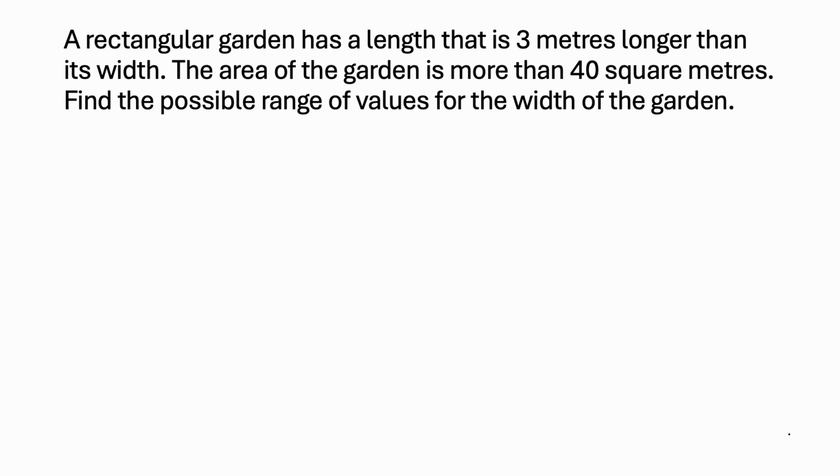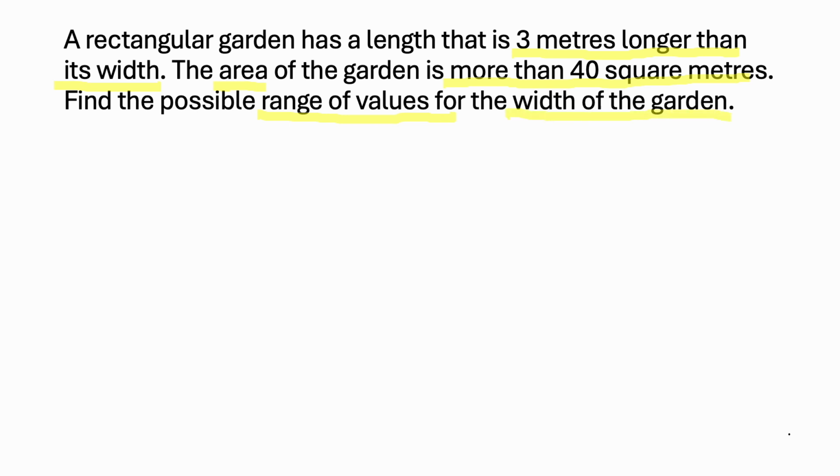Okay, so a rectangular garden has a length that is 3 meters longer than its width. Okay, that is important, so we should highlight that. And the area of the garden, let's highlight that, is more than 40 square meters. Find the possible range of values. Okay, so that already tells us that we're going to be using some sort of inequalities anyway, of the width of the garden.